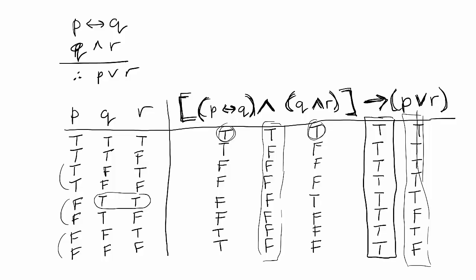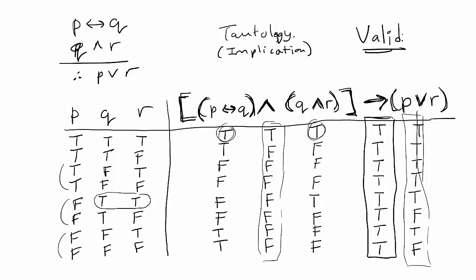So this is your main column, your answer column, for this overall symbolic argument that we're testing. And all of those are T's, right? This is a tautology. So this is a valid argument, right? It's a tautology. You can also say it's an implication if you want, because it's a conditional statement that is a tautology. So this is a valid argument, and we test it with the truth table. That's a valid argument.